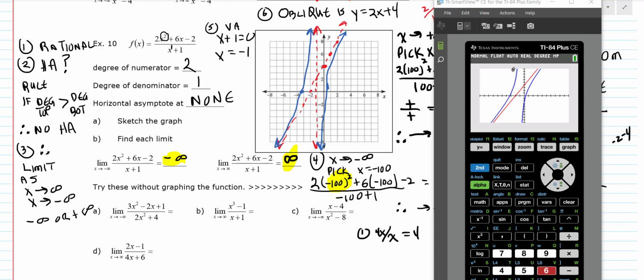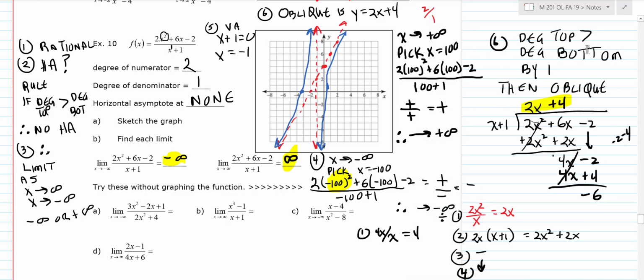Okay, so there is an asymptote there. There's a vertical asymptote. And again, the graph is going to infinity and negative infinity around that asymptote. So that's the idea. Okay.